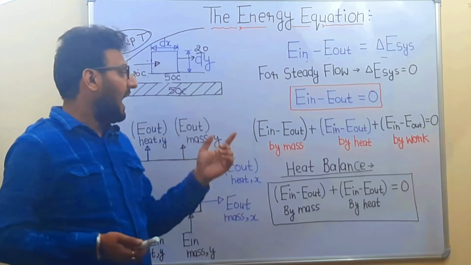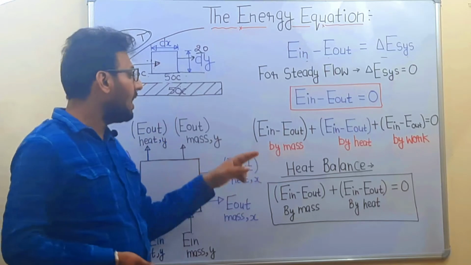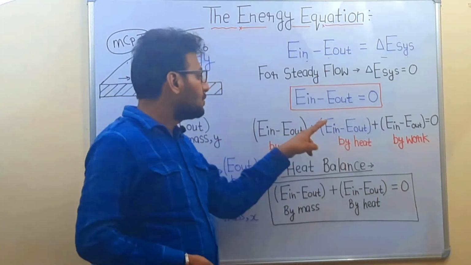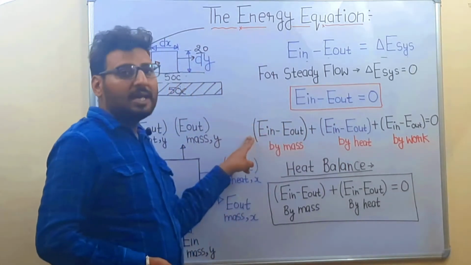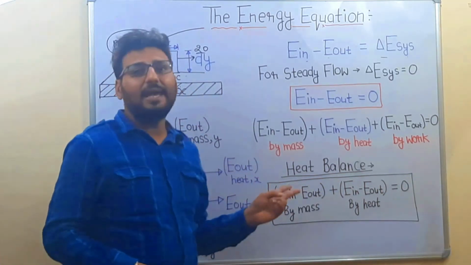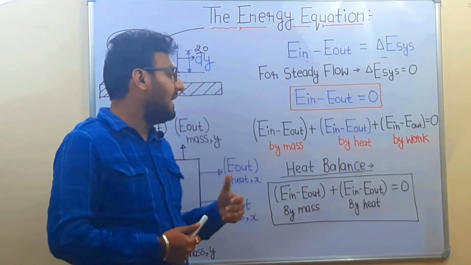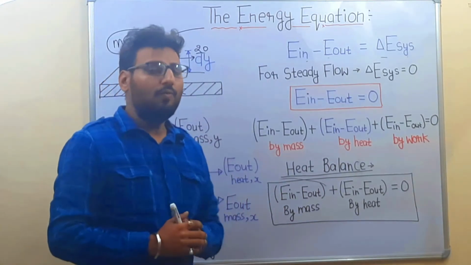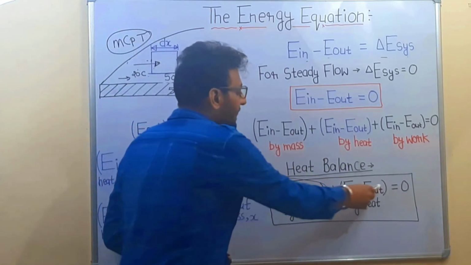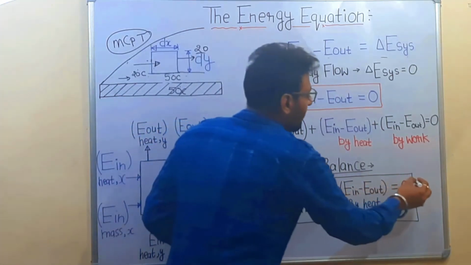When we neglect energy transfer by work, we have only two components of the energy transfer, which are energy transfer by mass and energy transfer by heat. So our energy equation is converted into the heat balance equation, which comes out to be E in minus E out by mass plus E in minus E out by heat is equal to 0. Name this equation as equation number 1.